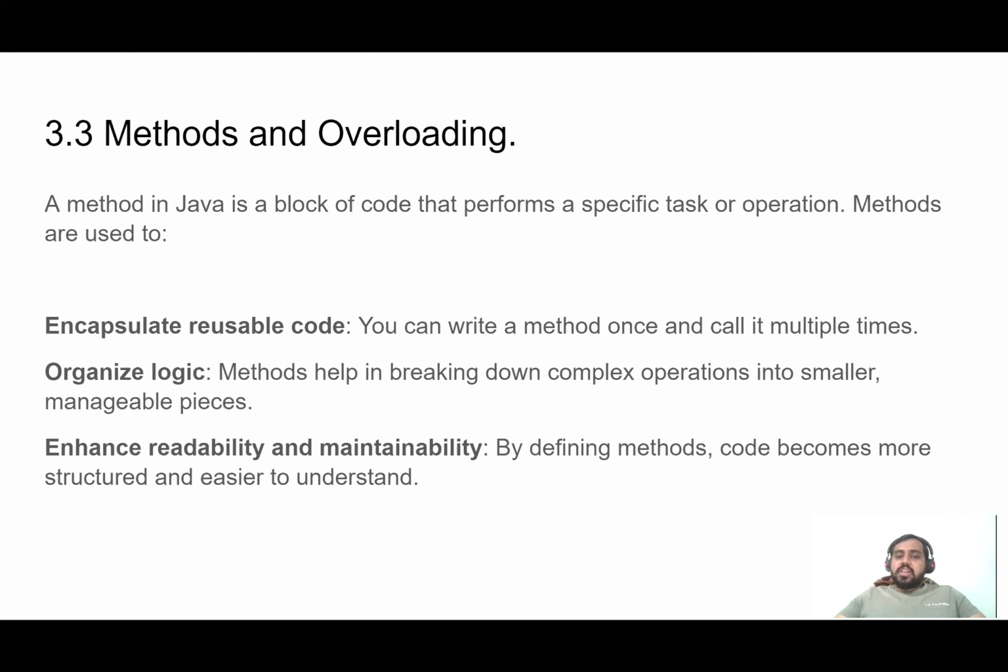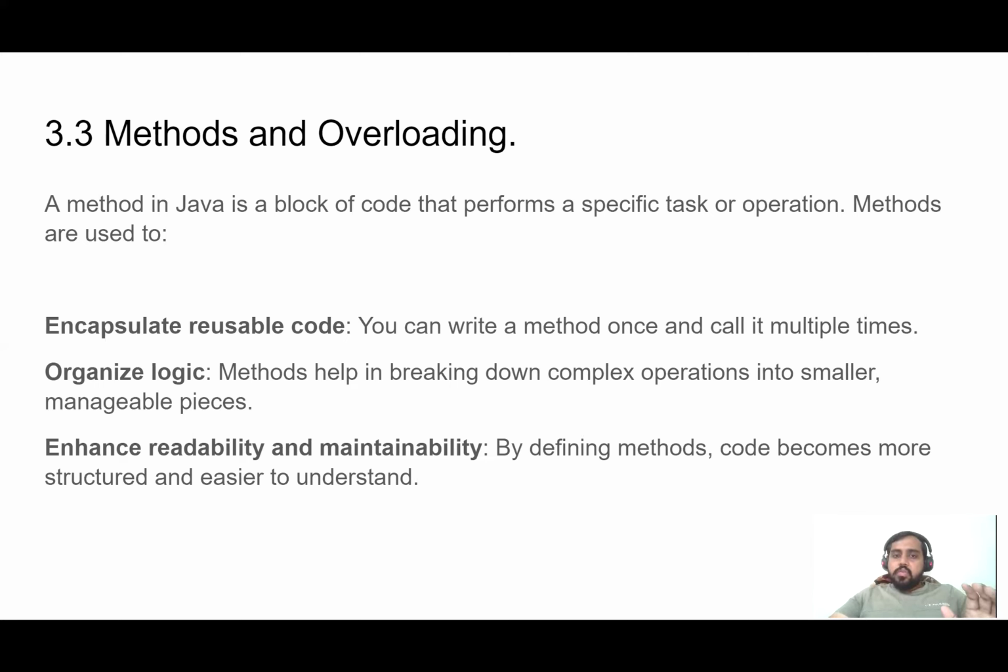Yeah, this is all about constructors. We saw what classes and objects are and what constructors are. Inside constructors, we saw how many types of constructors we have, based on what purpose we are using them. Now we'll see what methods are and what overloading is. A method in Java is a block of code that performs a specific task or operation. Why we need to use a method is to encapsulate reusable code. We can create a method once and call it multiple times.